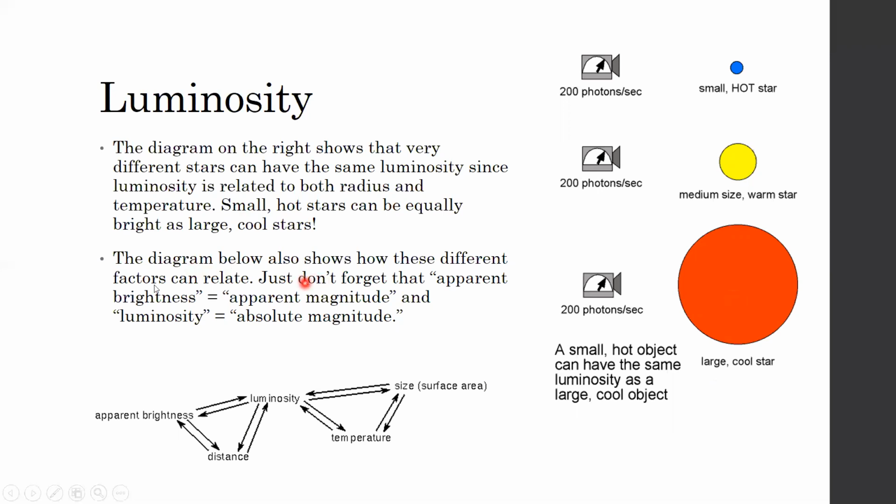One other thing here is that the diagram below also shows how these different factors can relate. Just don't forget that, again, apparent brightness equals apparent magnitude, and luminosity equals absolute magnitude. And again, apparent brightness, another term we said for that was flux.